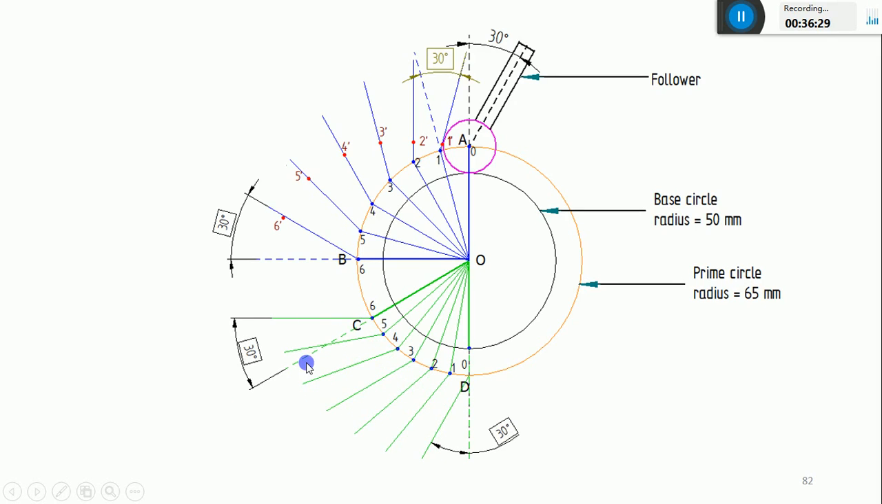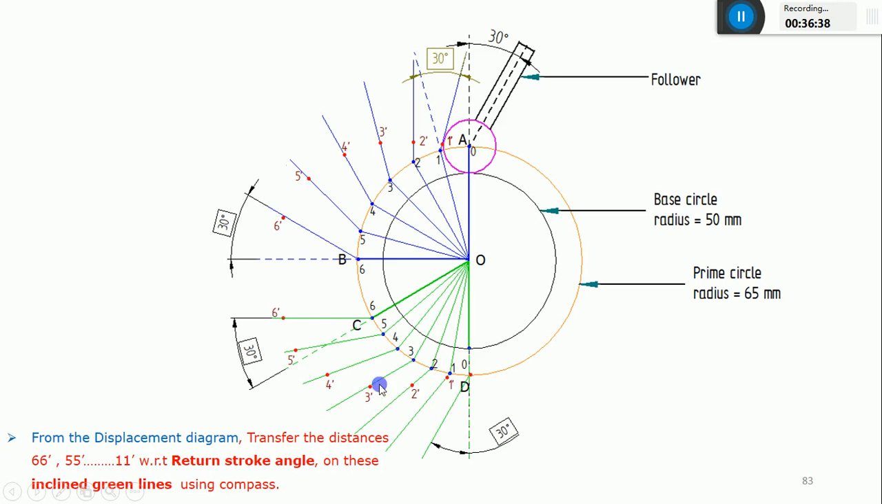Again, go to the displacement diagram, and corresponding to the return stroke, just copy the distances. That is 6 to 6 dash and 5 to 5 dash up to 1 to 1 dash. Just transfer the distances. Keep the compass here. Just cut an arc. Copy the distance from the displacement diagram. Transfer the distances 6 6 dash up to 1 1 dash with respect to the return stroke, because you are indicating on the return stroke only, that is 6 degree, on these inclined lines, inclined green lines. So these are the inclined green lines.